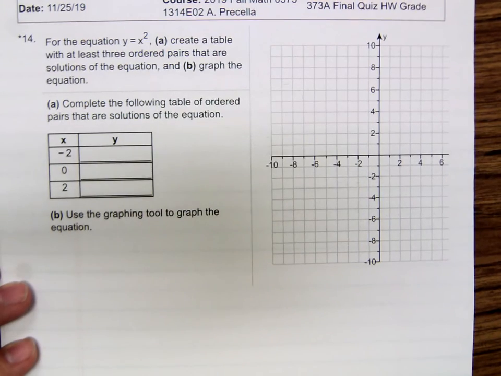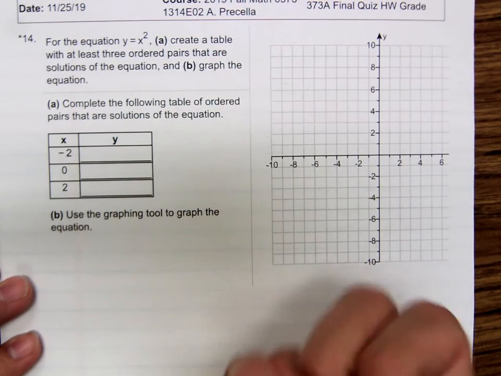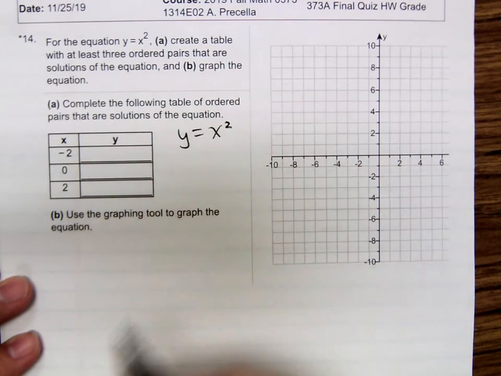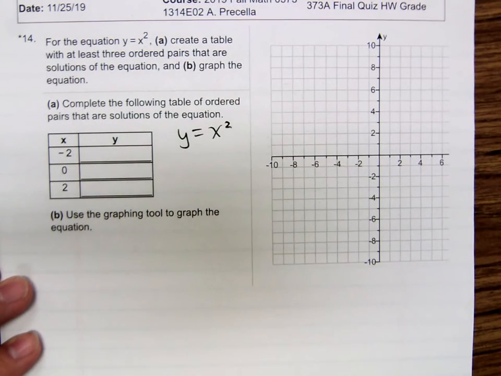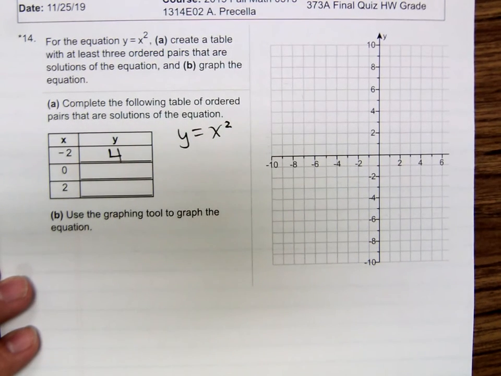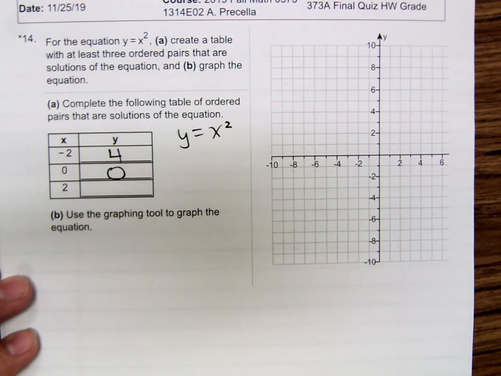First thing we do, plug in -2 for x. Y'all see the equation is y equals x squared. Plugging in -2, what are we going to get for y? 4. -2 times -2, I agree with +4. Plugging in 0, what are we going to get for y? 0. Plugging in +2, what are we going to get for y? 4. I agree.